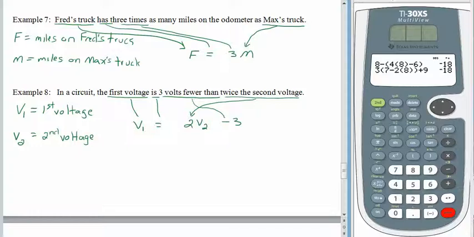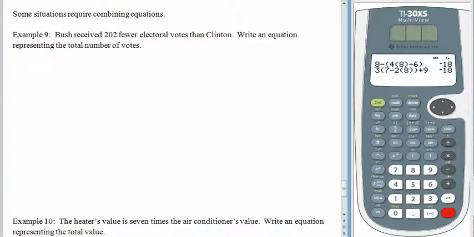Okay, next page. Some situations require us to combine equations. We will have a main equation and a mini equation. What do I mean by that? Well, let's see. Bush received 202 fewer electoral votes than Clinton. We need to write an equation representing the total number of votes.